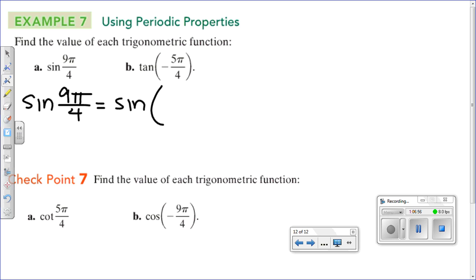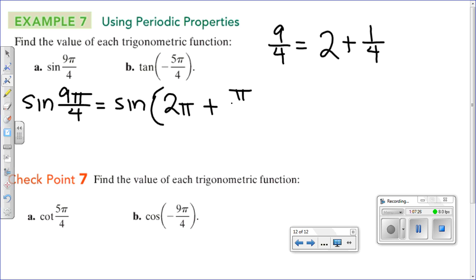is the same as the sine of, I'm going to split this fraction into 2 fractions, like a mixed fraction. How about we do that? You guys know how to do mixed fractions. 9 over 4. What is that as a mixed fraction? 2 plus what? 1/4. Thank you. So the sine of 9 pi over 4 is the same as the sine of 2 pi plus 1 pi over 4. Do you guys get the idea?